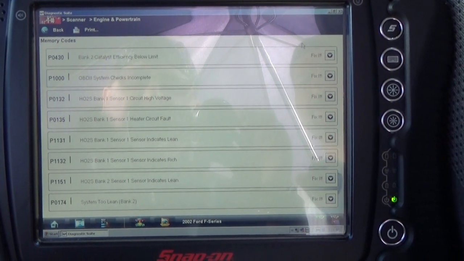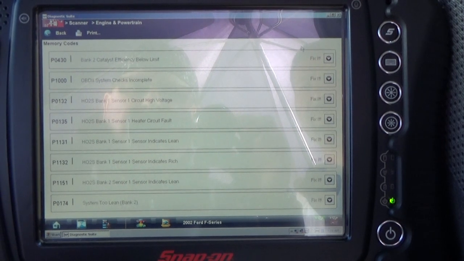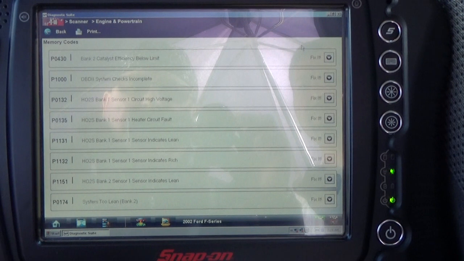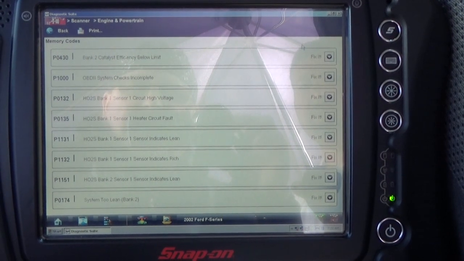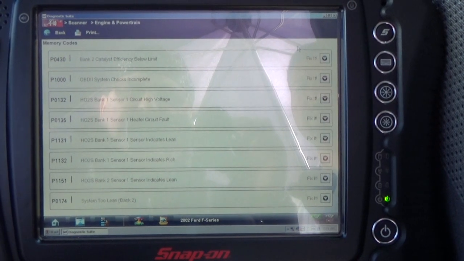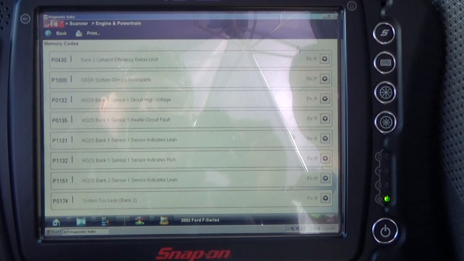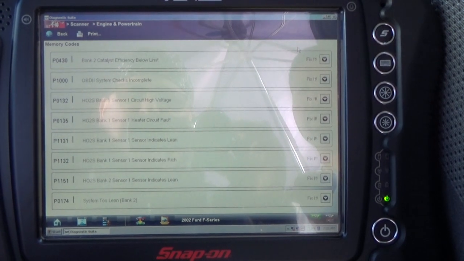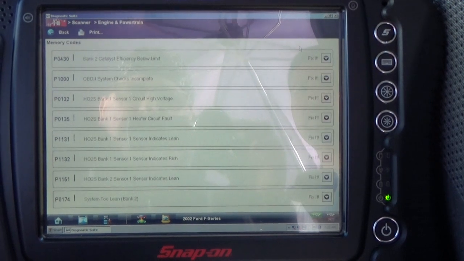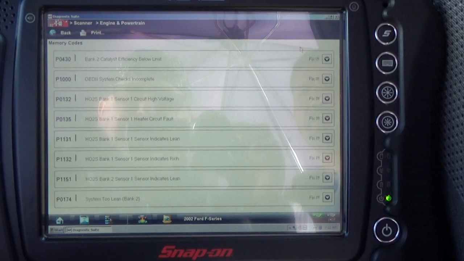We got the P1000. That means somebody has been here and cleared the codes. We got the P0132, bank 1 sensor 1 circuit high voltage. P0135, O2 sensor bank 1 sensor 1 heater circuit fault. P1131, bank 1 sensor 1 indicates lean.